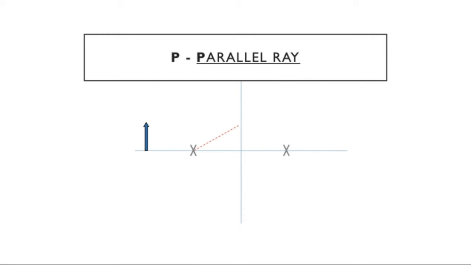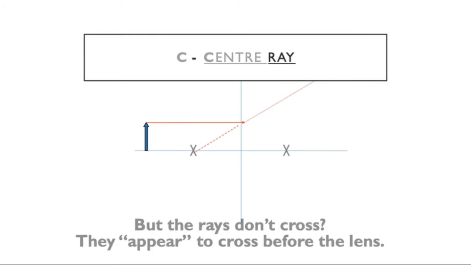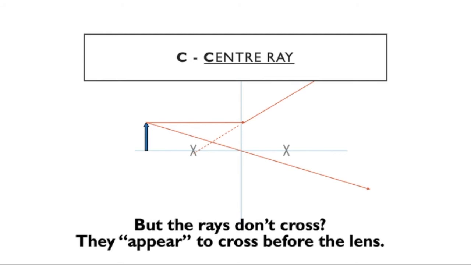Okay, so let's have a look at that then. We've got our object on the left-hand side. What we can do is draw a parallel ray of light. Now we know that the light is going to diverge, it's going to change direction and spread out from this lens, and it's going to do that as if the ray of light was coming from the focal point on the left-hand side. That's our first line that we can draw. The second one goes straight through the center, but the rays don't cross. What they do is appear to cross before the lens. So that is where our image will be formed.